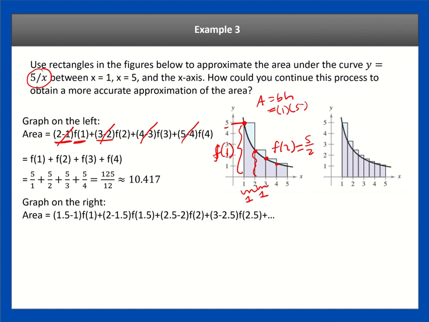Now, if I take the graph on the right, this base is 0.5. It's 1 to 1.5, right? Because these are going by 0.5s. So that's 0.5. And then the height of the rectangle is f of 1, which we know is 5. The height of this rectangle is f of 1.5, whatever that is. It's somewhere between 3 and 4. But we know f of 1.5 is simply 5 over 1.5 because we know the function is 5 over x.